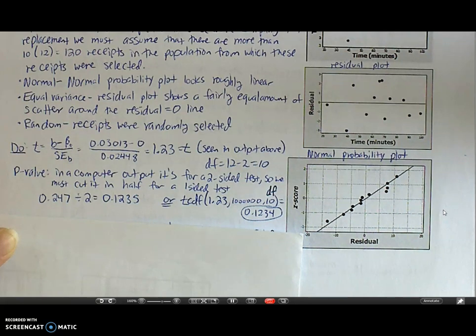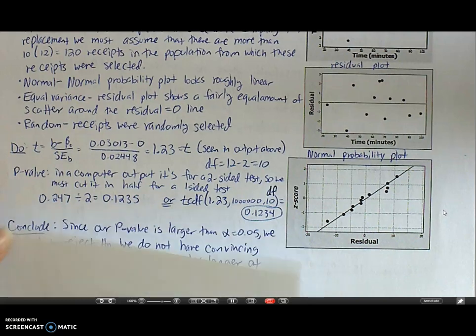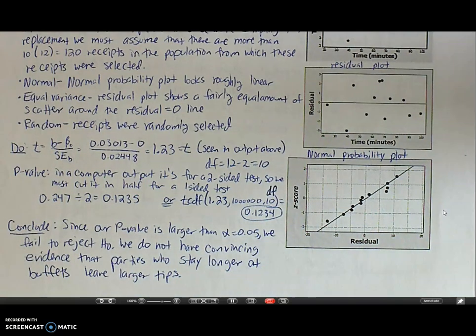The only thing that's left to do is to come to a conclusion. That is a pretty large p-value. So since our p-value is in fact larger than our alpha, we are going to fail to reject our null, which means we do not have convincing evidence that parties who stay longer at buffets leave larger tips. So we can't conclude that my slope is positive, which in relation to the context means we can't say that the longer you stay, the larger the tip is going to be.